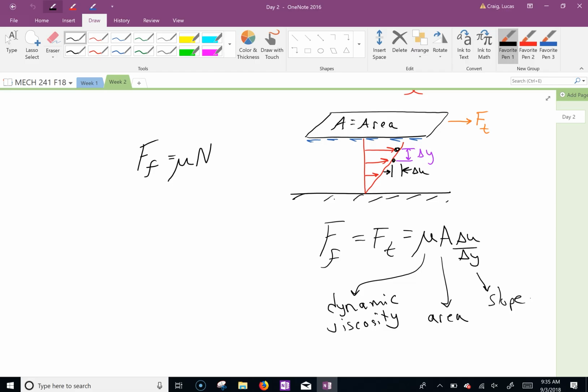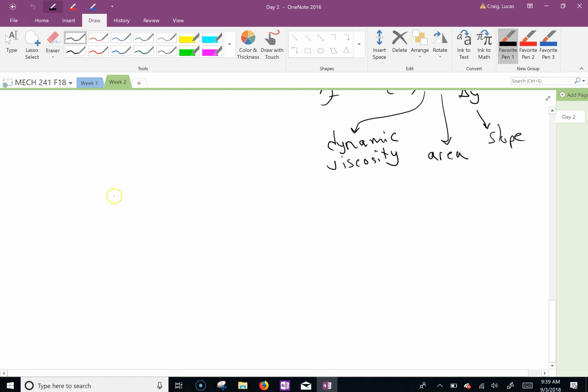Yep, that's what du/dy is, the slope. Yep. So if I gave you a velocity profile, you can figure out the slope, right? Which is just a derivative. Kinematic viscosity.